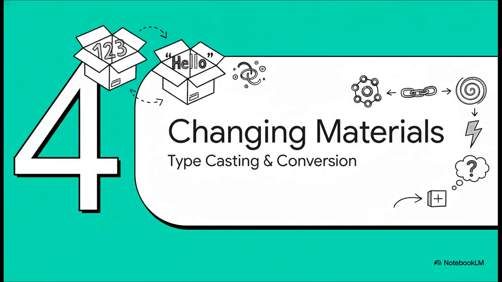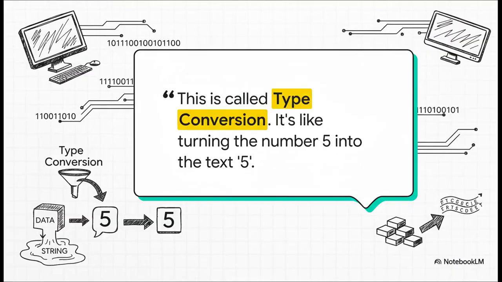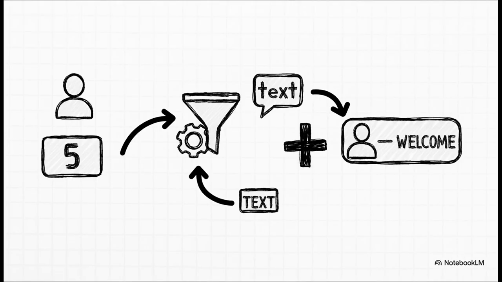So, we know about our boxes, and we know about the materials we can put in them. But what happens when you need to change one material into another? What if you need to turn a number into a piece of text? This is a really crucial idea. To the computer, the number 5 and the text character 5 are 2 totally different things. Type conversion is the technique you use to transform one into the other. It really is like turning the number 5 into the text 5, so you can actually show it to a person on a screen.